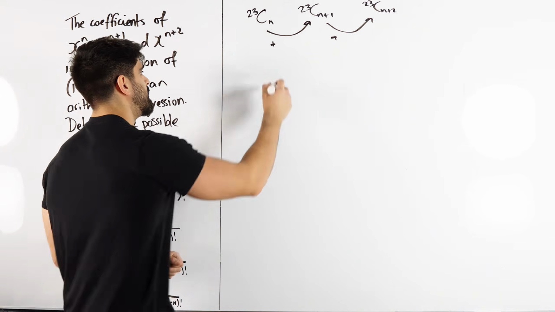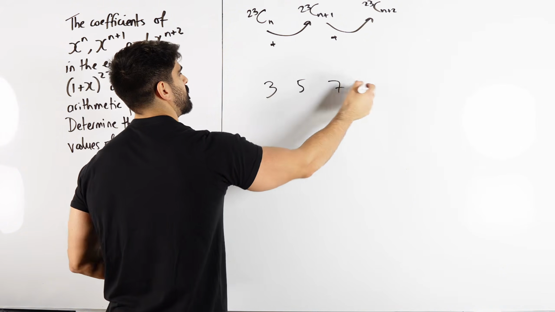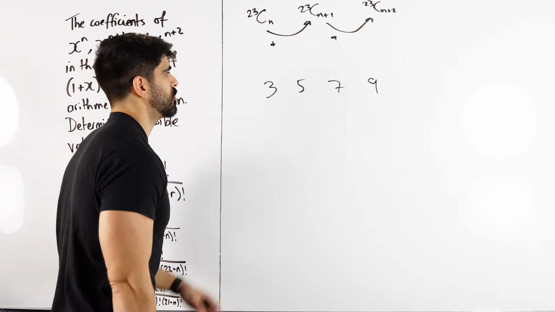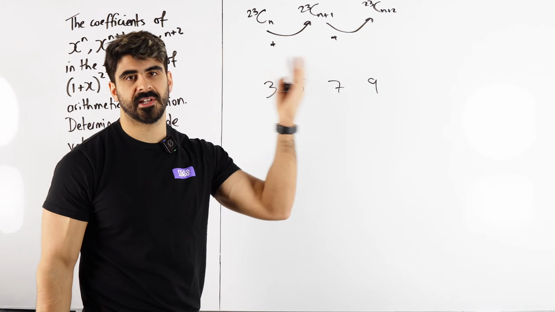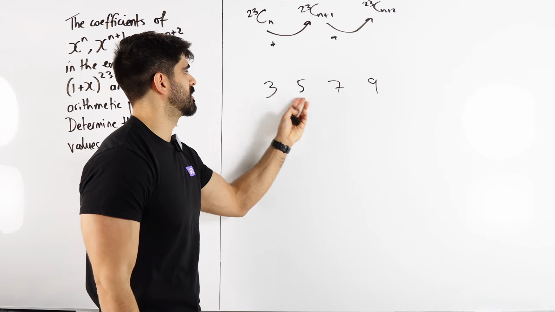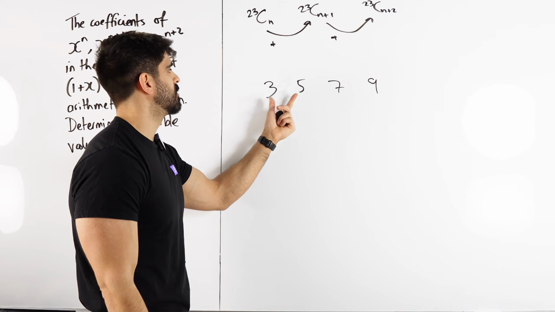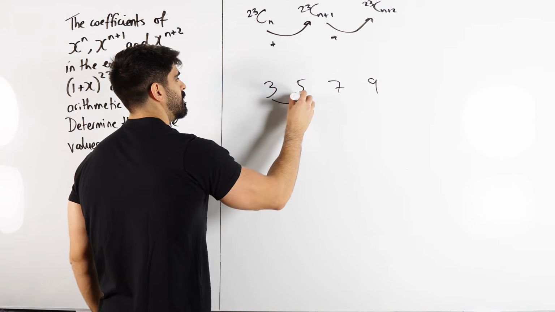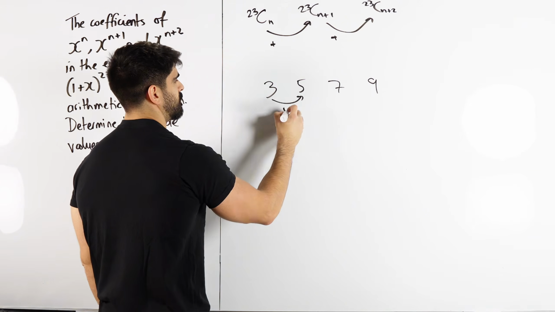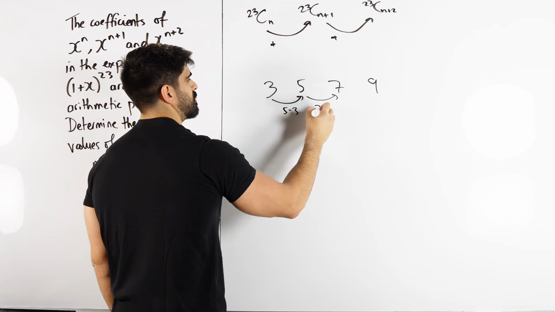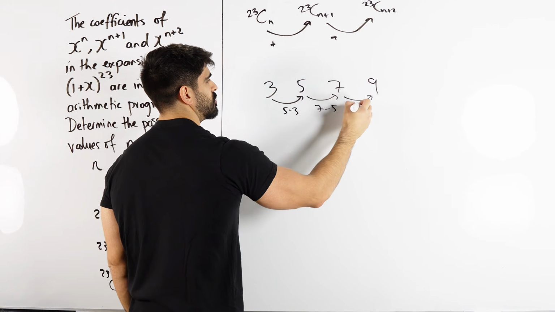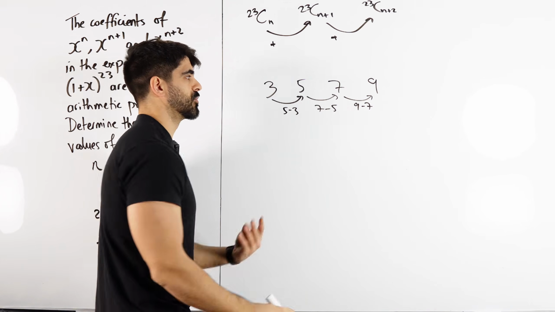Let's go back to the 3, 5, 7, 9, etc. You guys take this for granted because you immediately say 2. You're saying this plus 2 is this plus 2 is this. It's just obvious. But what you're actually doing is you're taking them away. You're saying the difference between these two is 2. So you're doing 5 minus 3. This you're doing 7 minus 5. And this you're doing 9 minus 7. They're all 2, isn't it?